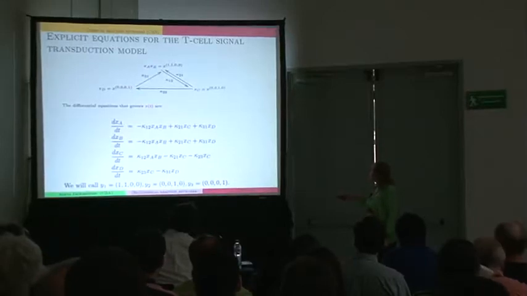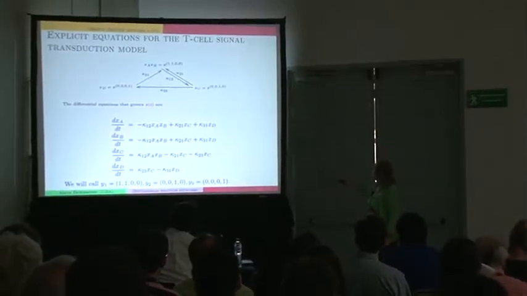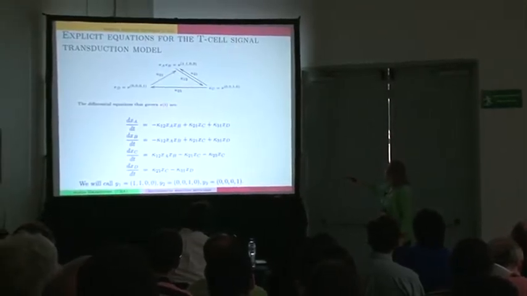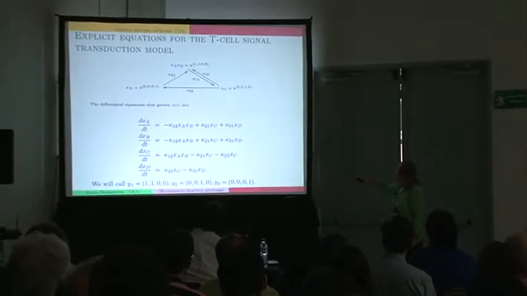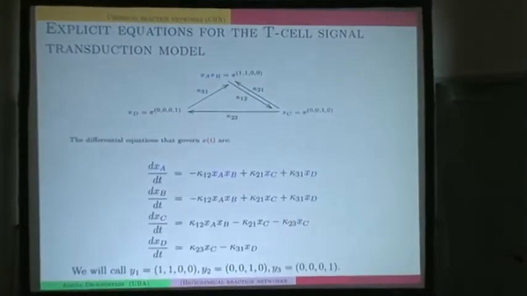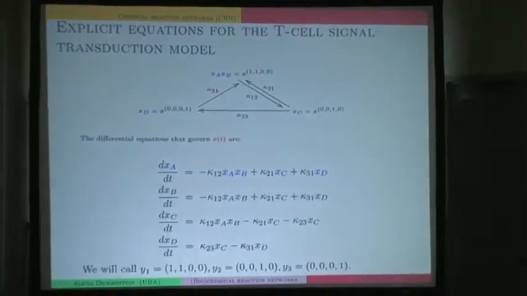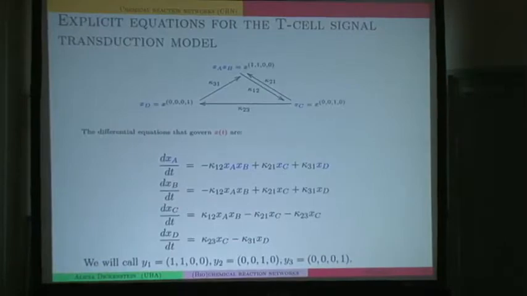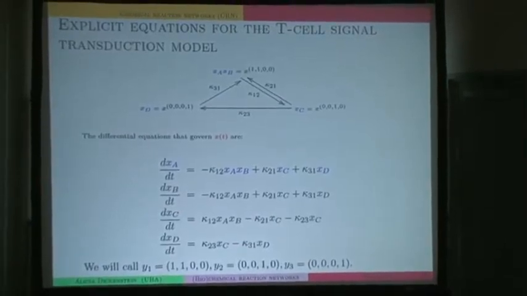So there are 3 terms. This derivative will depend on minus K12, this product, plus K21, this product, but this is just one variable, plus K31, this one, all the same. So here there are 3 arrows coming, here 3, and here there are just 2, so there are just 2 terms. Okay, but it's a sum of monomials.